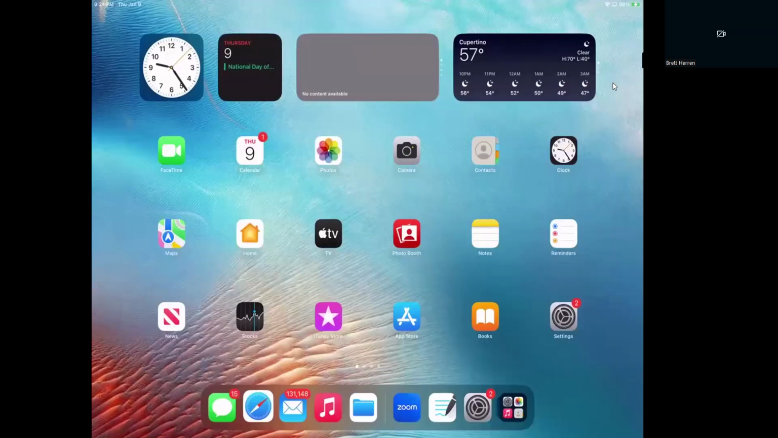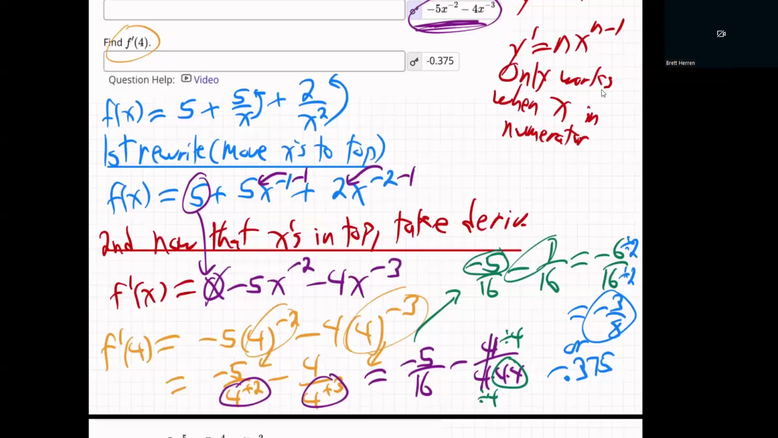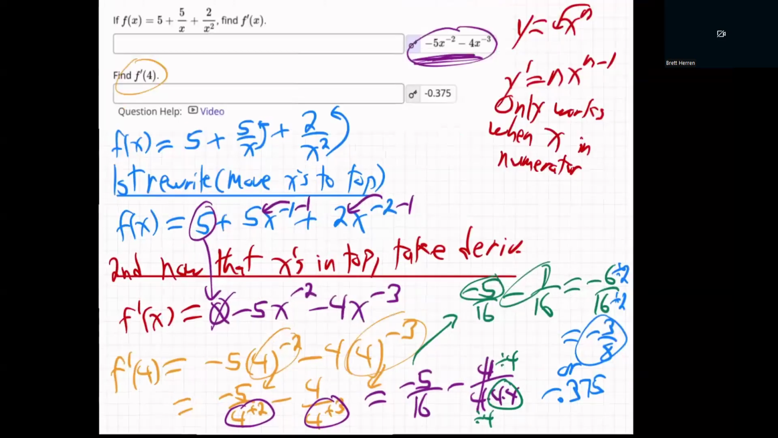So that's all you have to do. You don't have to do all that by hand stuff I did. I just thought I'd show it for fun. Was it fun? All right, we'll stop there.